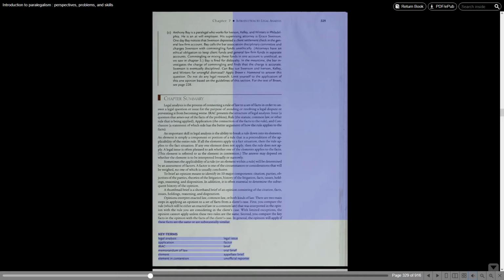Key terms: legal analysis, legal issue, application, factor, IRAC, brief, memorandum of law, trial brief, element, appellate brief, element in contention, unofficial reporter.